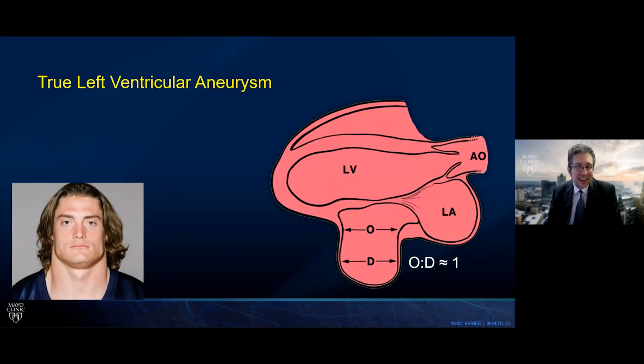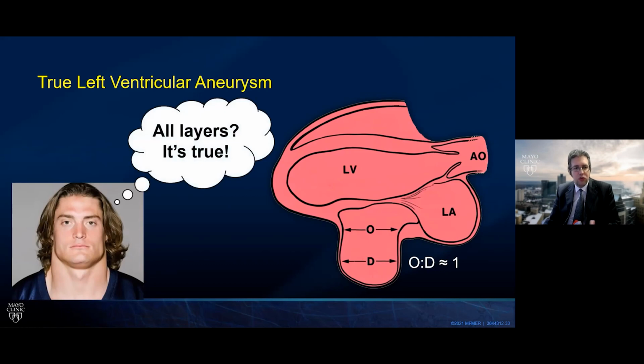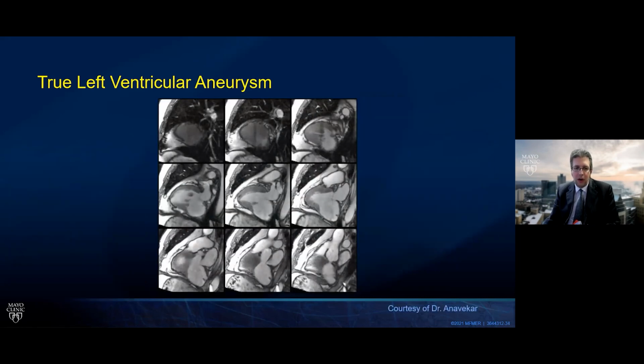A broad-based neck. The reason I think that's important is because these true aneurysms don't rupture, and they look different than false aneurysms, which we'll talk about later on. Here's a nice cardiac MRI example of a true aneurysm, shown here in the same distribution of that illustration that we looked at, a basal inferior distribution.